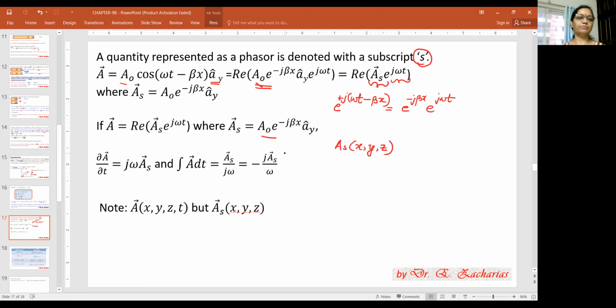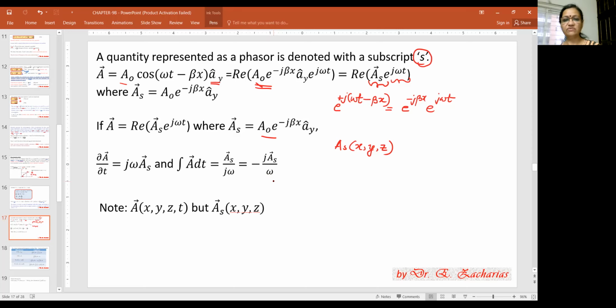Okay. Now, let us look at how you do the first time differential of A. When you do that, it becomes j omega, because you have this e to the power of j omega t. So it becomes j omega A_s. Similarly, integral A dt will become A_s divided by j omega, or minus j A_s by omega.